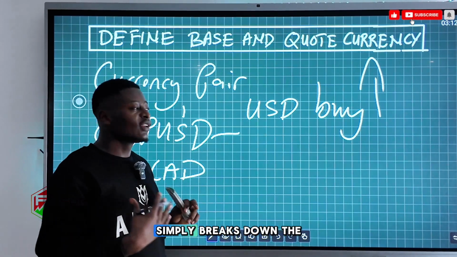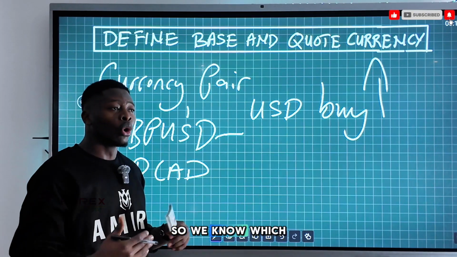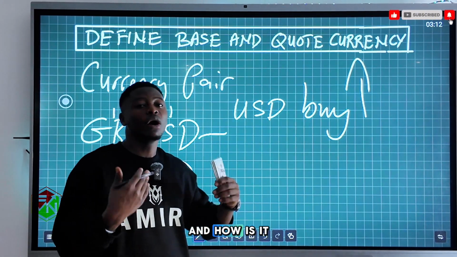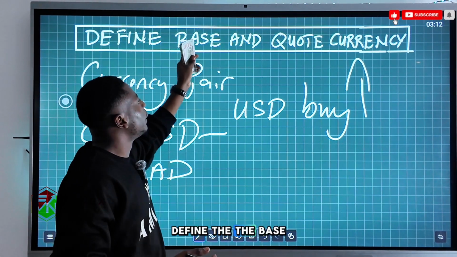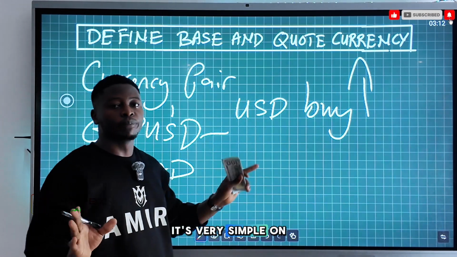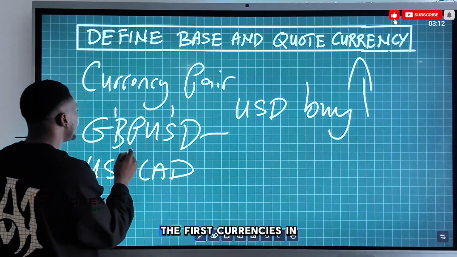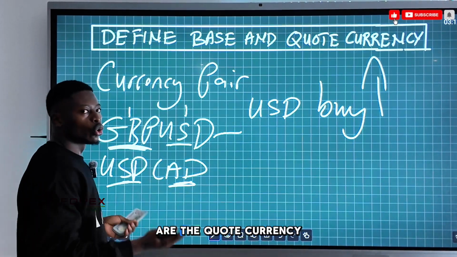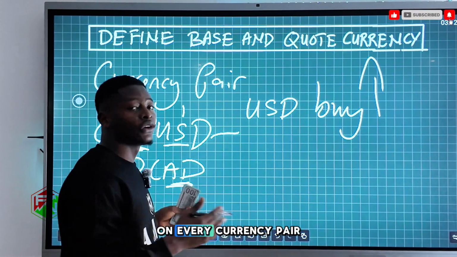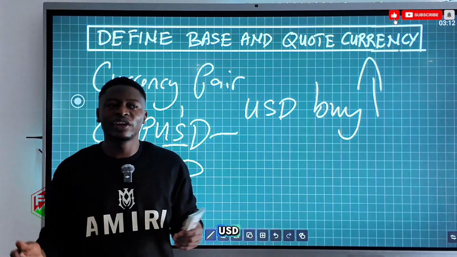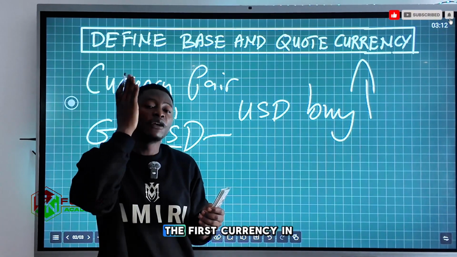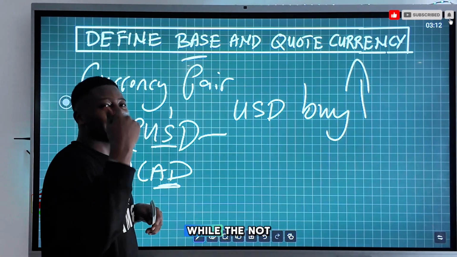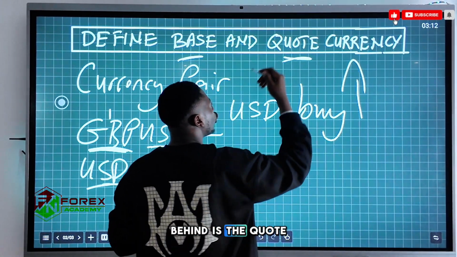The forex price code simply breaks down the different currency pairs so we know which one is going to be affected if USD is buying and how it is going to be affected. Define the base currency and the code currency. It's very simple. On every currency pair, the first currencies in front are the base currencies, while the ones behind are the code currency. I'll repeat again. On every currency pair, GBP USD, USD CAD, GBP JPY, the first currency in front is the base, while the one that comes behind is the code currency.